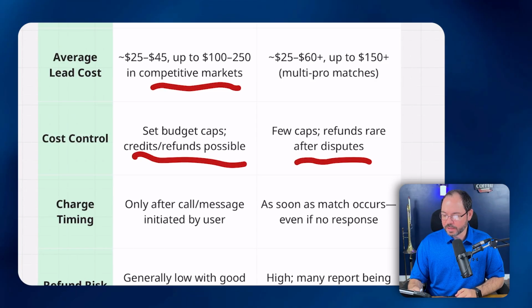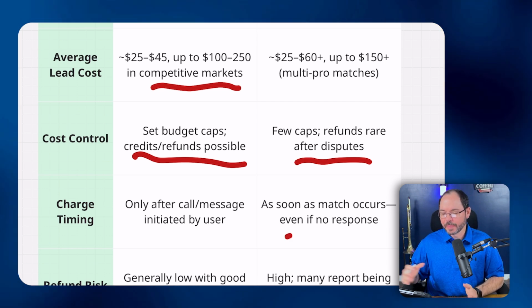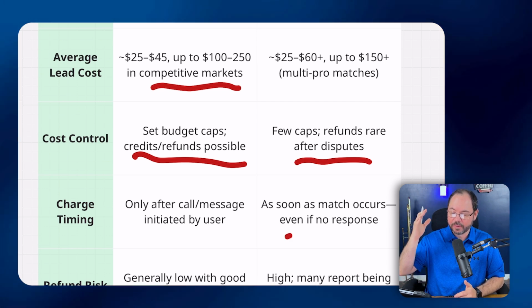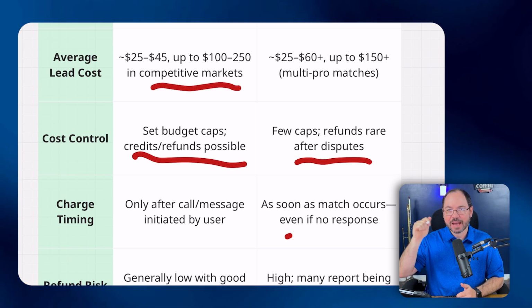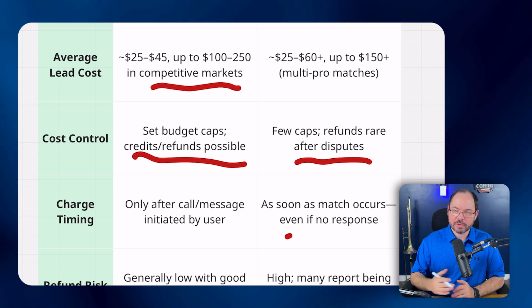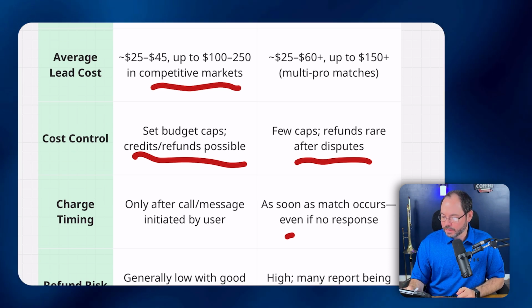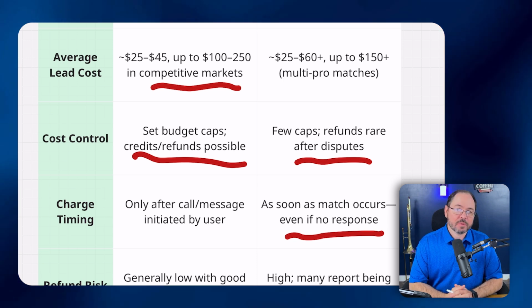Charge timing. So how do they charge you as far as time? For pay-per-click, they're charging every time they click, so you can't really control that. It's based on search volume. But for local service ads, it's only after the person actually calls you. They can click through the local service ad and never call you, and you don't pay for that. Next, for Thumbtack, as soon as it matches, even if you don't get a response, you get charged. Nothing you can do about it.